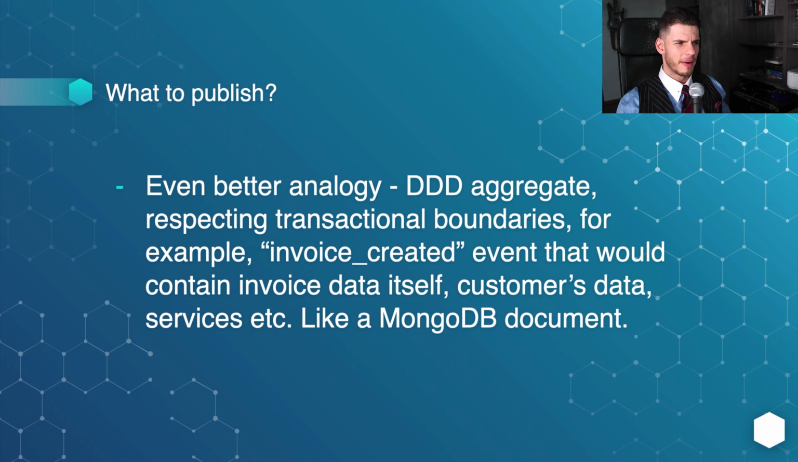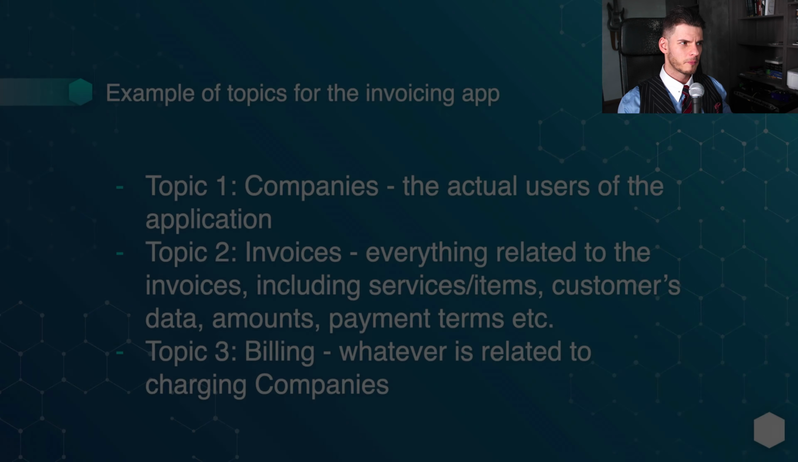Or maybe a better analogy would be a domain-driven design style aggregate that would respect transactional boundaries and keep the state consistent, which is clearly the case for the invoices example. So in that sense, you could publish an invoice created event that would contain the invoice data itself, the customer's data, the services of the invoice, and things like this. It doesn't matter if there are separate relationships or not. It's merely an implementation detail that might not even be exposed outside the producer.